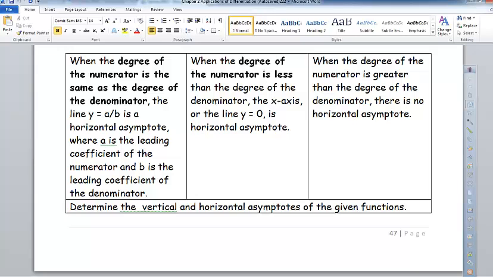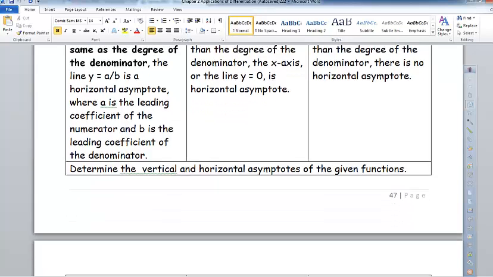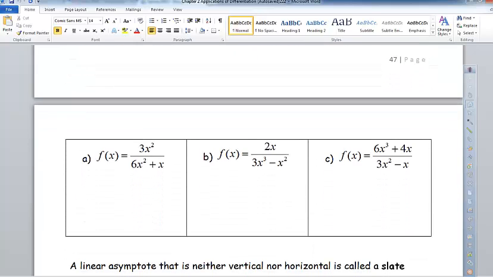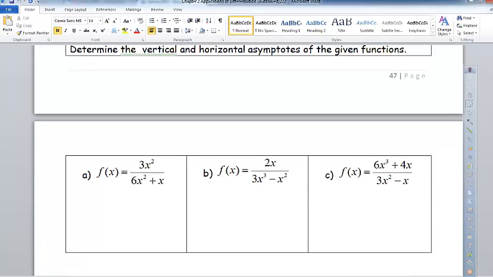If the degree of the numerator is less than the degree of the denominator, the x-axis, or the line y equals 0, is the horizontal asymptote. And then finally, when the degree of the numerator is greater than the degree of the denominator, there is no horizontal asymptote. So we'll look at three examples showing these three different cases for the existence of the horizontal asymptote. Here in example A, we want to do a couple of things. We want to determine the vertical and horizontal asymptotes of the given functions.